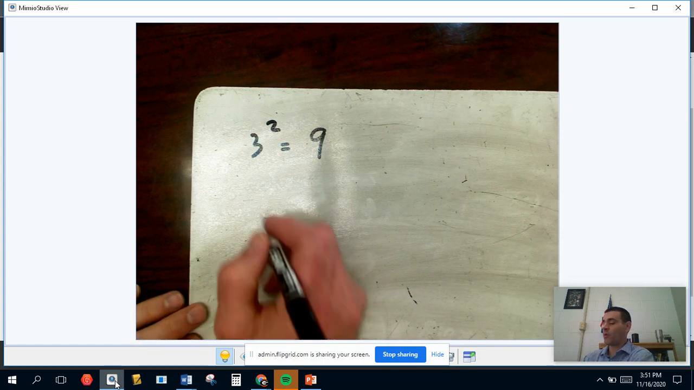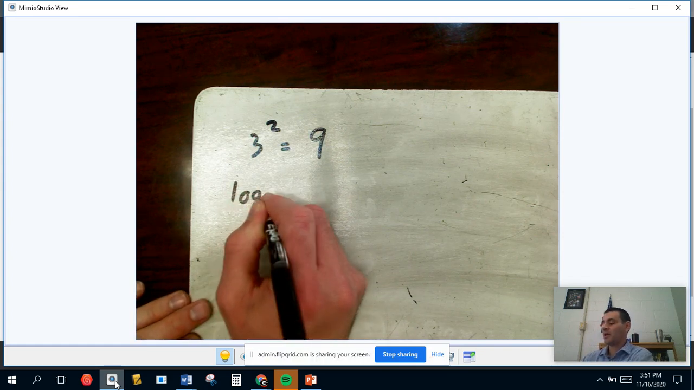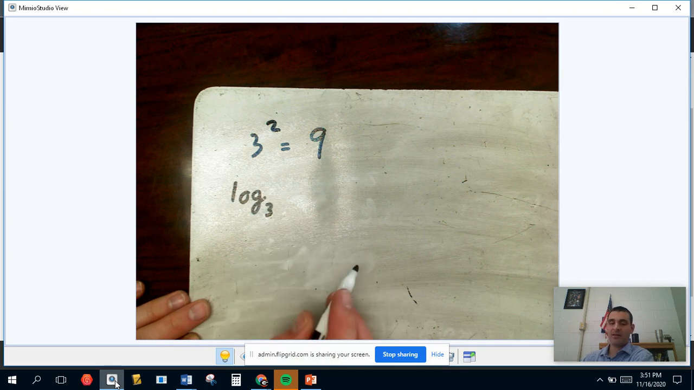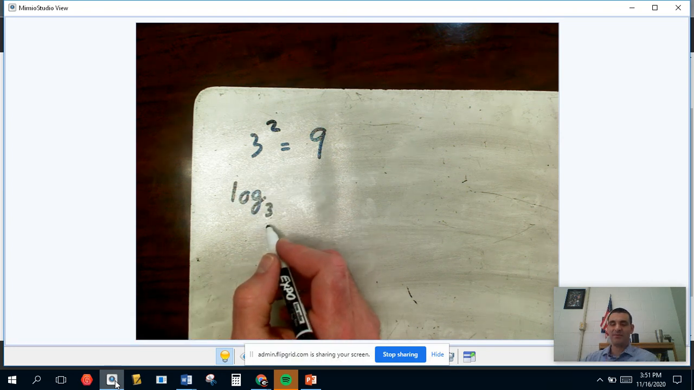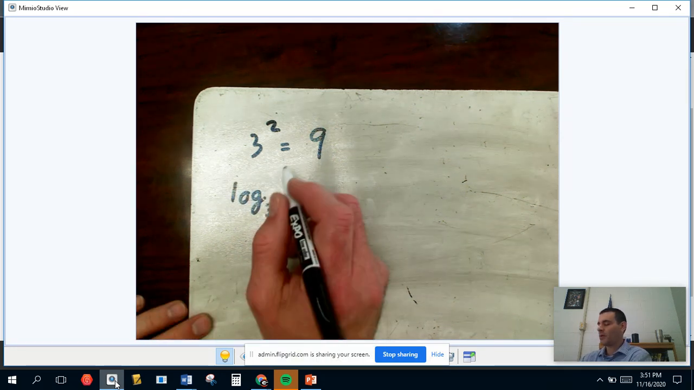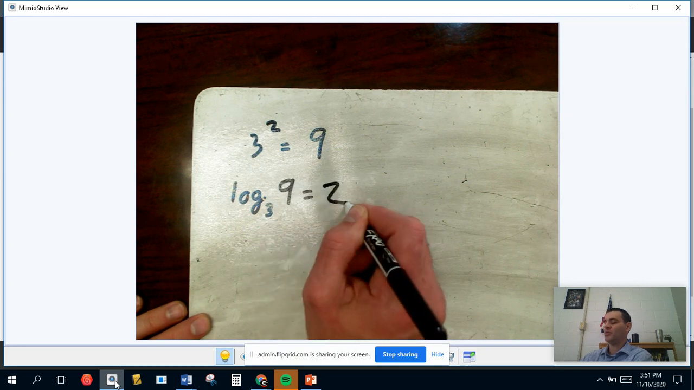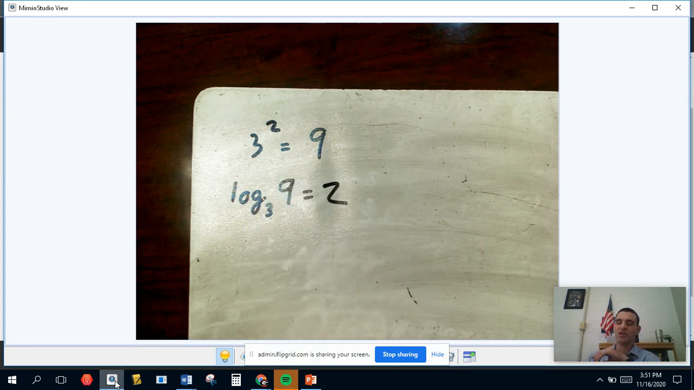In logarithmic form, you would write log 3, and that is written as a subscript. So it's written both small and low. 9 is equal to 2. So there are 2 things you're looking for. You're changing the order, but you're also writing it in the correct script.